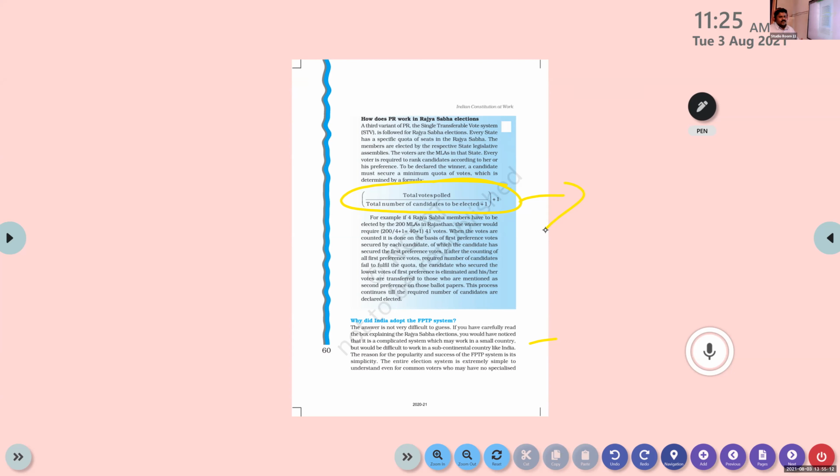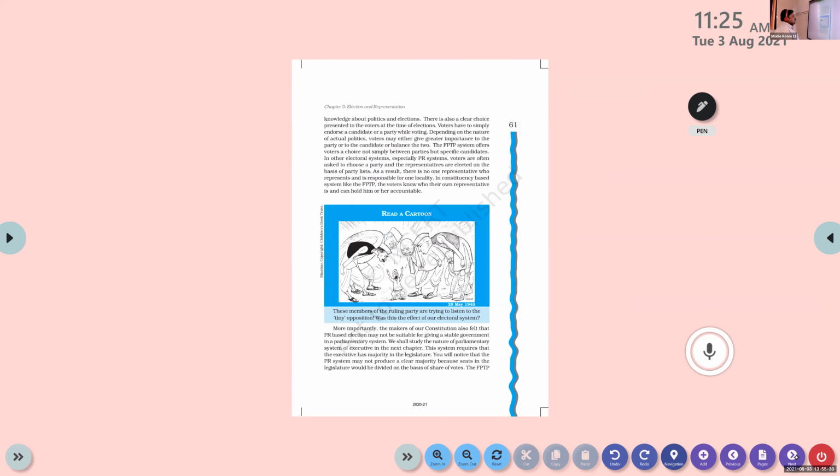The reason for the popularity and success of the FPTP system is its simplicity. That is why the first past the post system is accepted by a number of countries. The entire election system is extremely simple to understand, even for common voters who may have no specialized knowledge about politics and elections. That's why India is following this system.